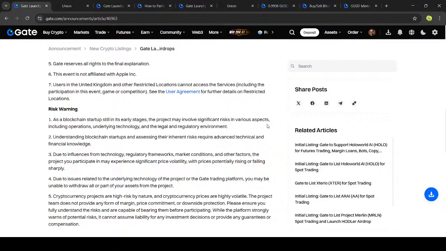So due to issues related to the underlying technology, the project's trading on the platform may be unavailable. Please only invest part of your assets in projects, guys. By nature, cryptocurrency prices are highly volatile, and the project team does not provide any form of price guarantee or downside protection. Please ensure you fully understand the risks and are capable of bearing them before participating. The platform strongly warns of these potential risks and cannot assume liability for any investment decisions, guys.